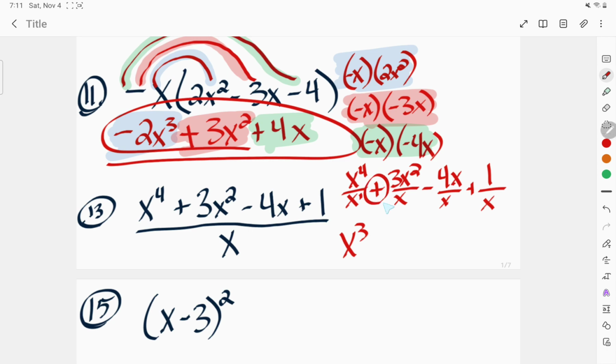And then we have this positive here, so we're going to bring it down. 3x squared divided by x is going to give me 3x. Bring that negative down. 4x divided by x is going to give me 4. Bring that positive down. And then this does not divide. I can't divide 1 divided by x, so it remains a fraction. And that is your final answer on that one.